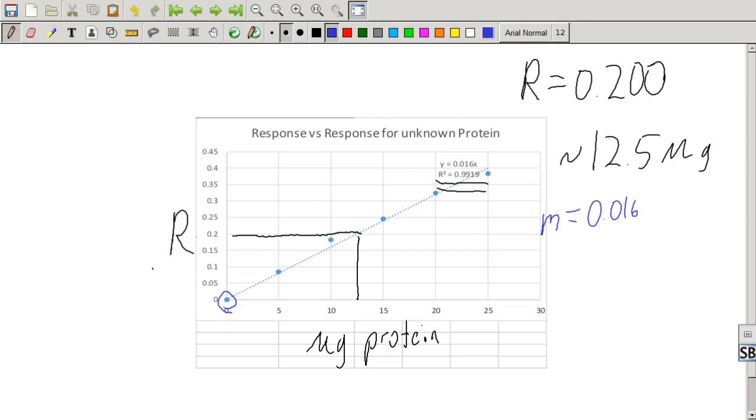So another way we could determine this is we could say, all right, if my response is 0.2, I can divide that 0.2 by the slope. And that will give me my quantity. And that's going to be moderately more precise because it's easier to do. So it comes out exactly the same. That's good. That means we visualized things pretty well. All right.